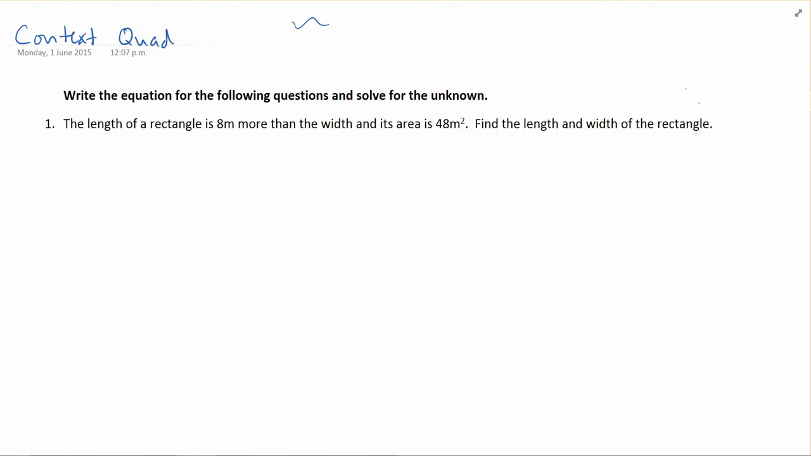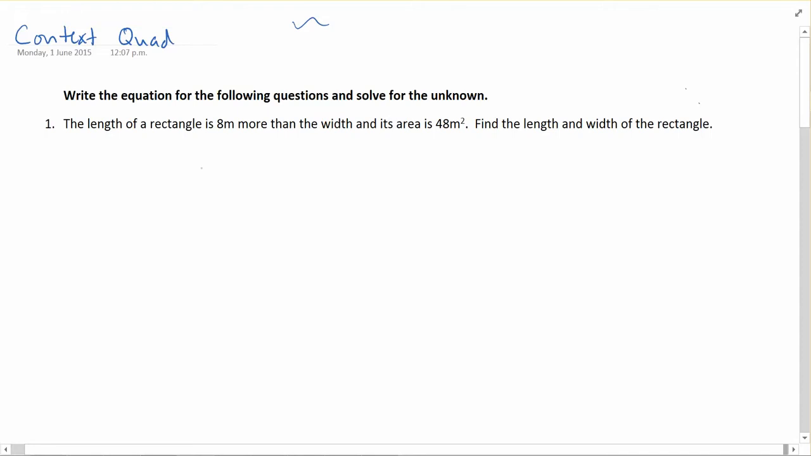And you will be required at times to draw on other knowledge that you might have, such as the area of a triangle or the formula for Pythagorean theorem, things like that come in handy as well. So if we take a look at a first example, the length of the rectangle is 8 more than the width and its area is 48 meters squared. Find the length and width of the rectangle.